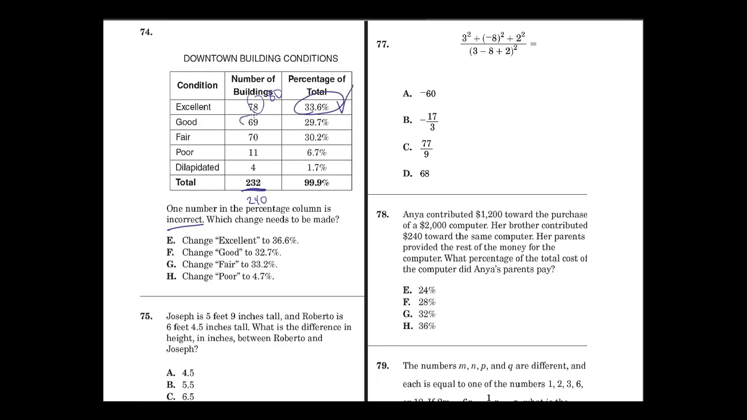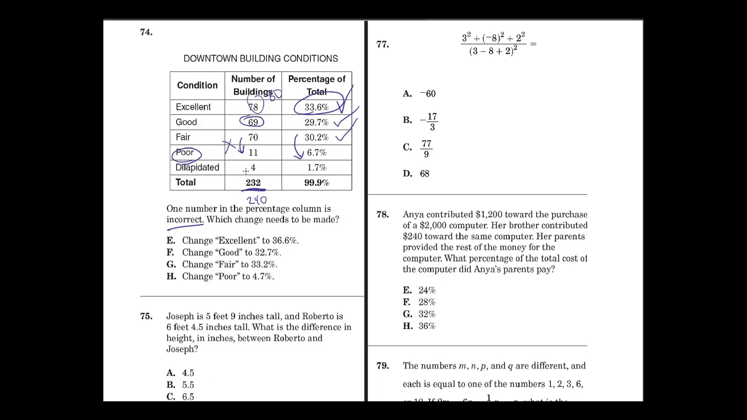So 69 is a little less than that by just more than 10%. Okay, that looks good too. 70 is basically the same thing, just a touch higher. That looks good. 11 over 6.7, so that's 1/5 of that. Is 11 1/5 of 70? No, it's not. That's a problem. So I think poor is going to be our answer.